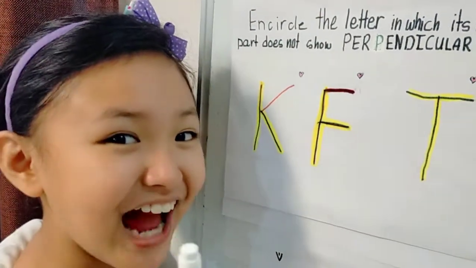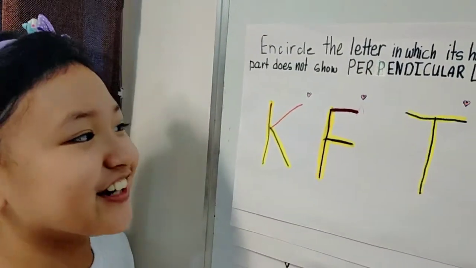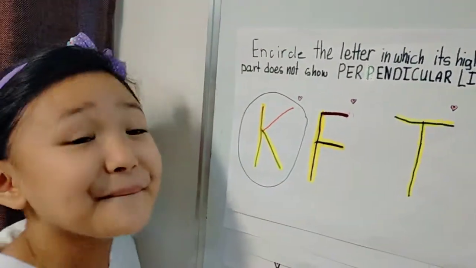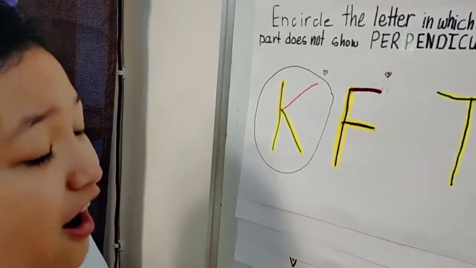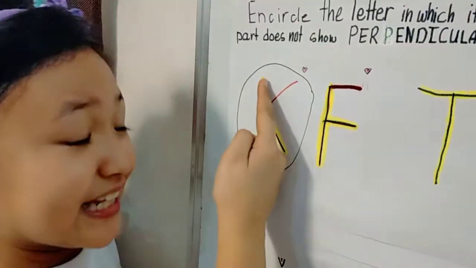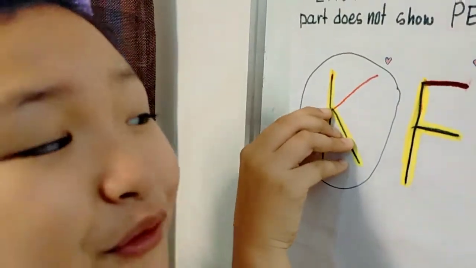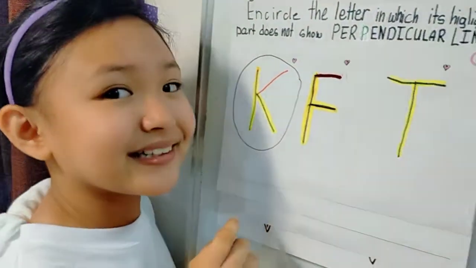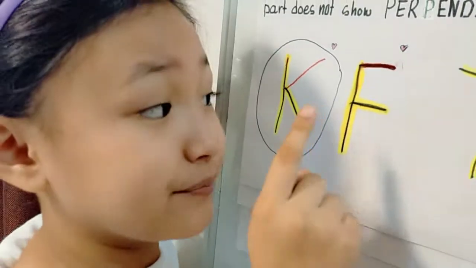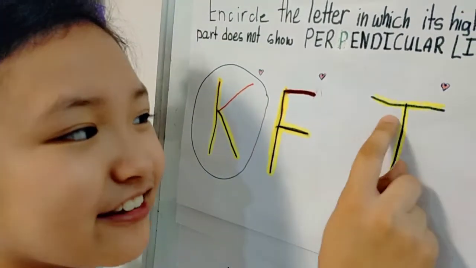Have you made your answer? The right answer is K. It does not show perpendicular lines because it is an intersecting line, because it intersects at a point. While F and T are perpendicular because they have the right angle.